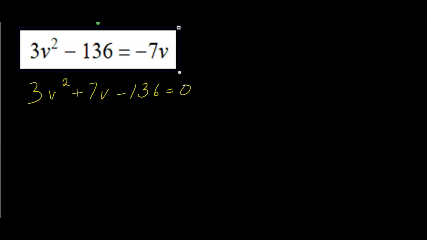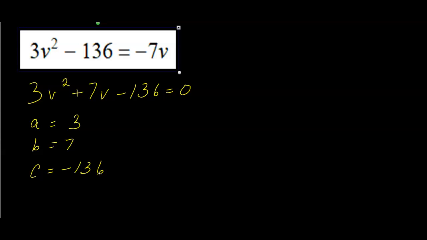And then from there, I can see my A, B, and C. So if you want to make a list, sometimes that's helpful. A equals 3, B equals 7, and C equals negative 136. And then all you do is you plug it into your formula.